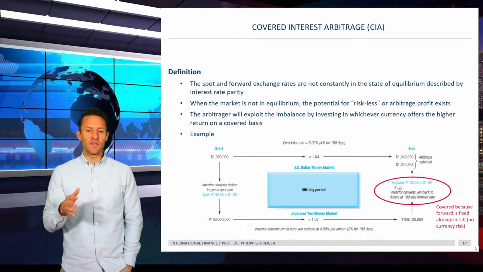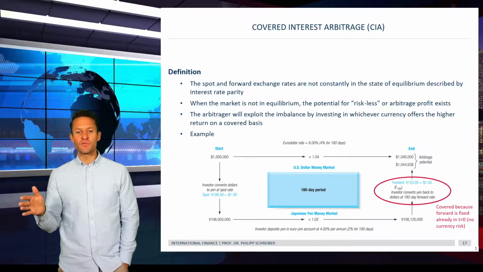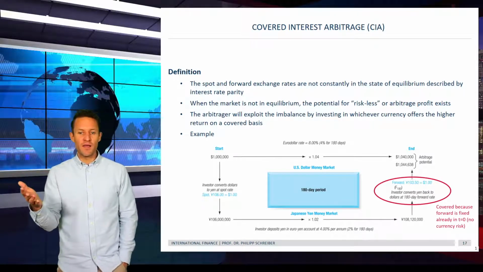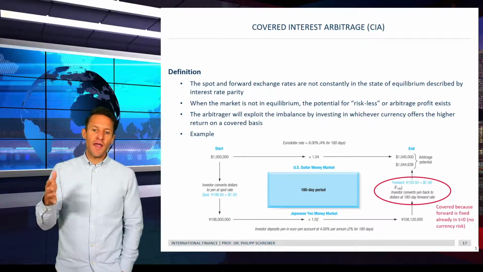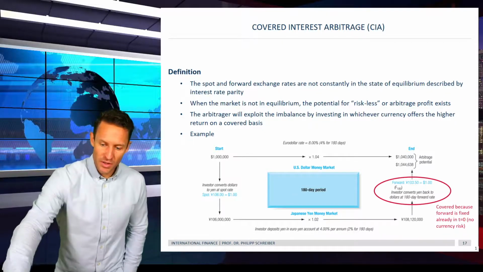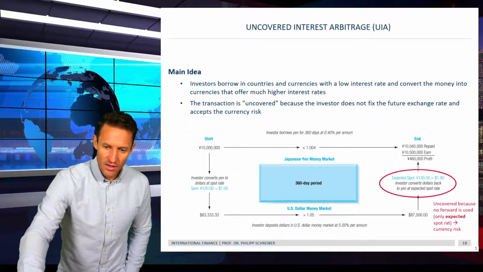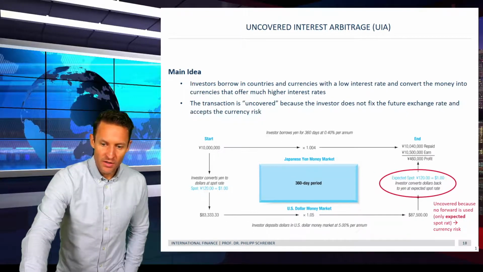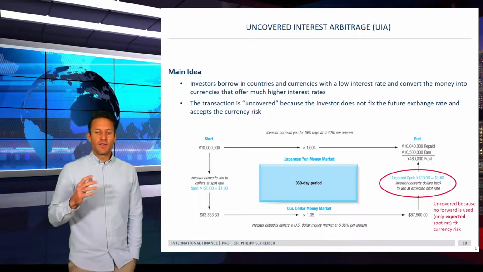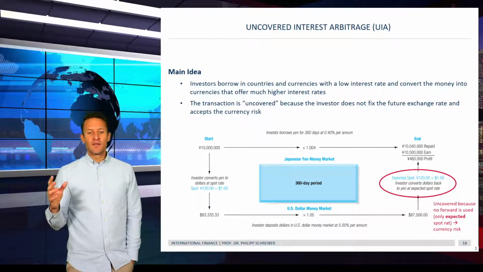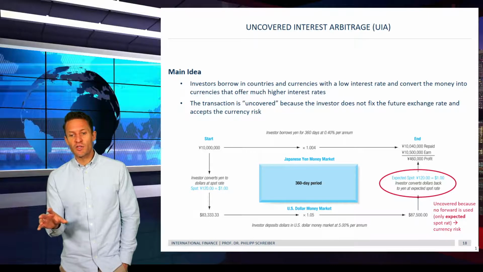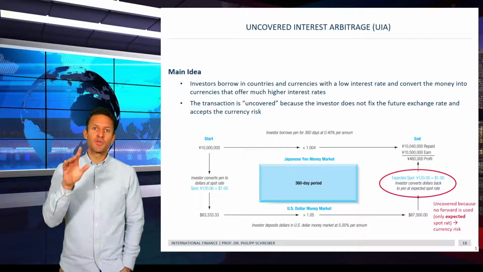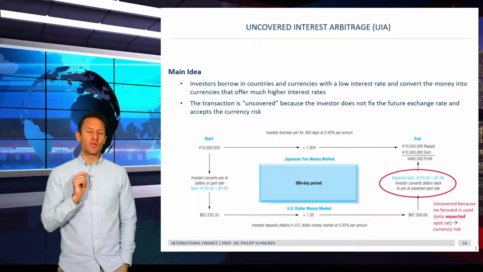All the risk is covered. Covered interest rate arbitrage, also in short, CIA. And there's something else, it's called UIA, uncovered interest rate arbitrage. The difference is, and that's the only difference, in uncovered interest rate arbitrage you do the same steps, but you do not enter into a forward contract.